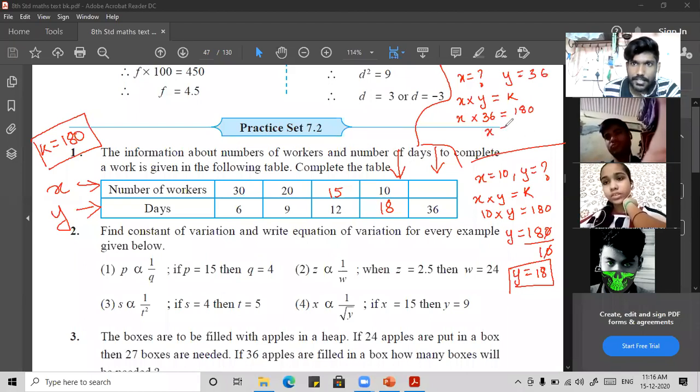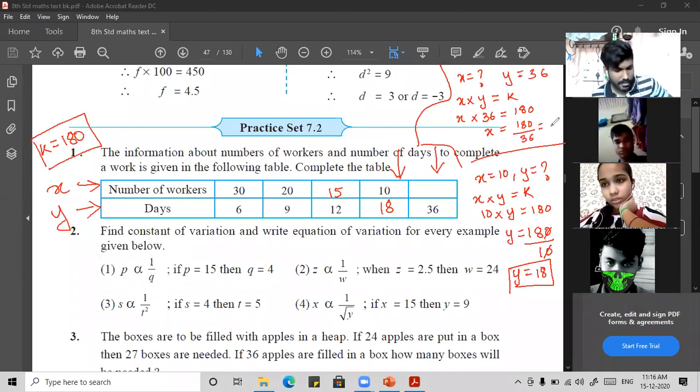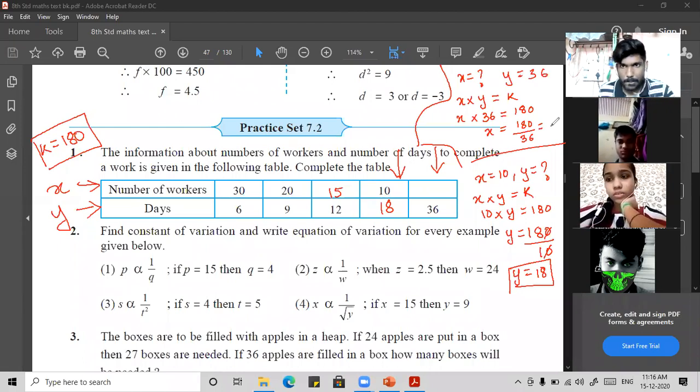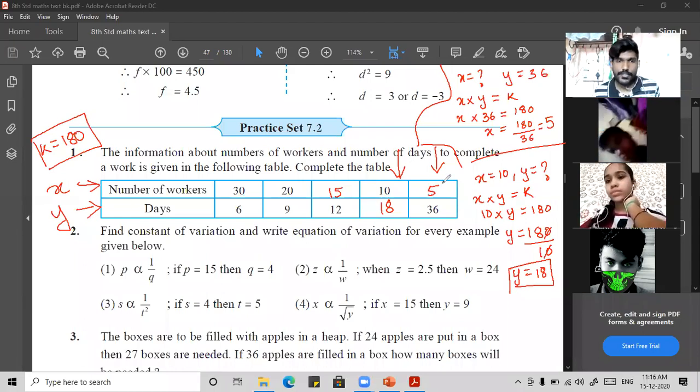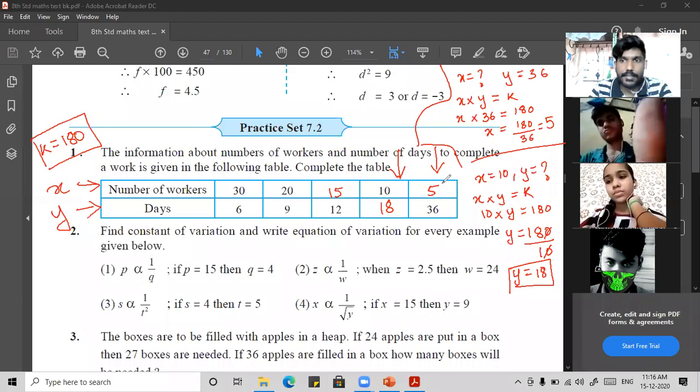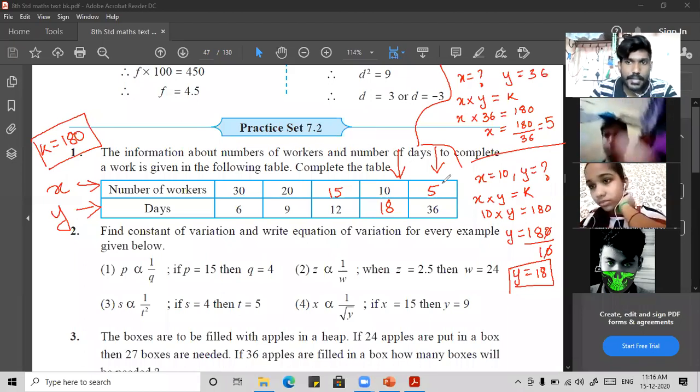Now if you take 36 to the other side, 180 will get divided by 36. How much is 180 divided by 36? 5. So in this case, the value of X is 5. So this was the first sum of practice set 7.2.